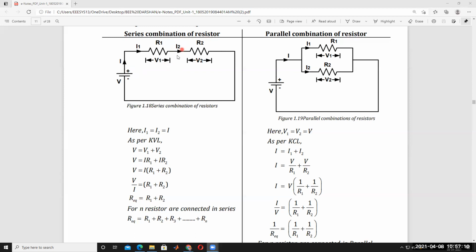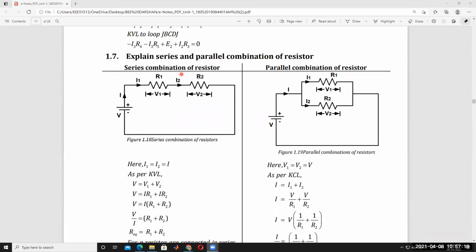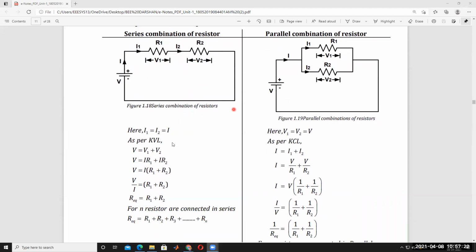Series combination of resistors: the equivalent resistance in series combination is R1 plus R2. In parallel, it is R1 R2 by R1 plus R2. This is the equivalent resistance in series and parallel combinations.